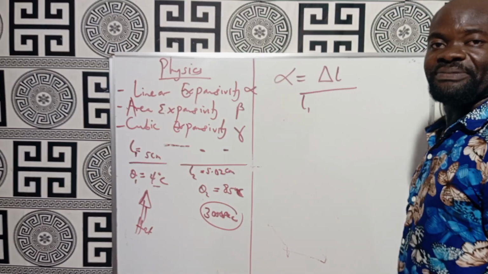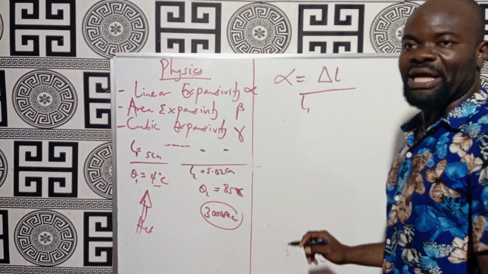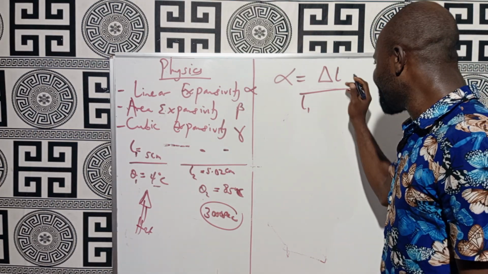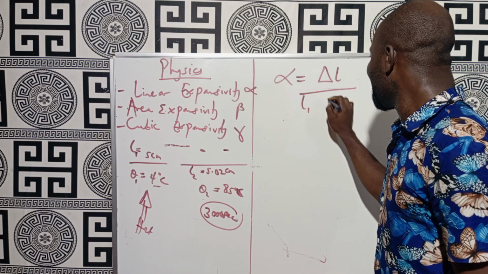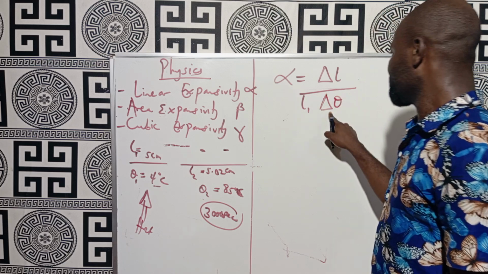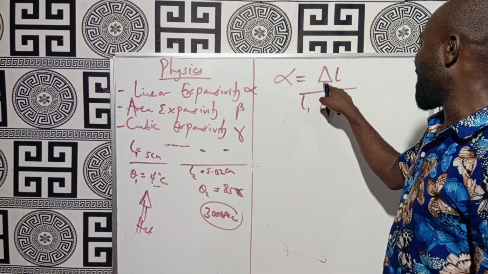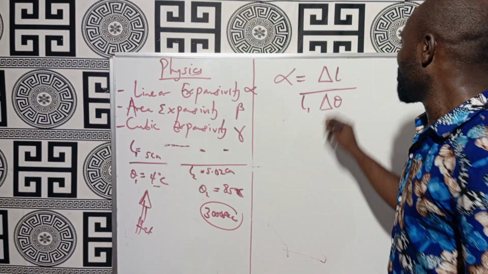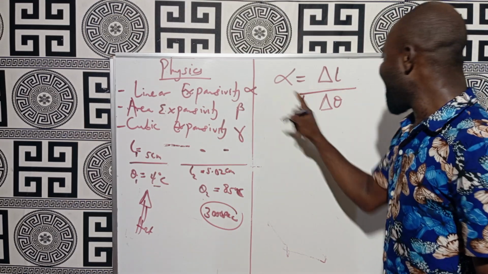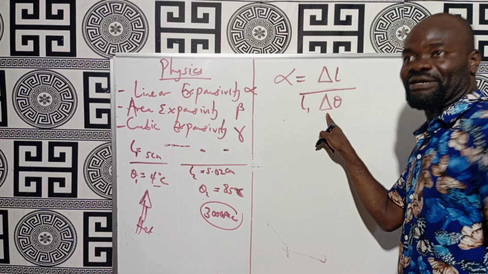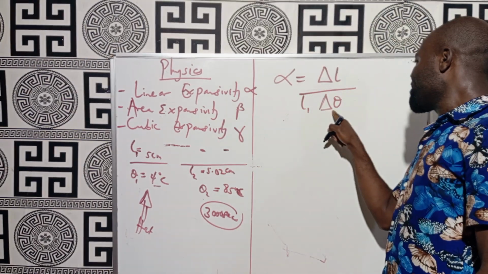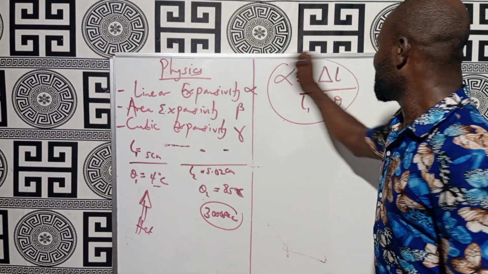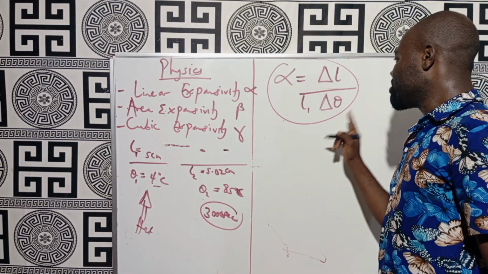So per unit length, then per each degree rise in temperature. Each means 1. So the same thing, L1, then per each degree rise in temperature. This means as temperature increases by 1 degree, we get the increase per unit length, per degree rise. Rise means this change. That's what we call linear expansivity. So this is the formula for linear expansivity: change in L over L1, change in theta.